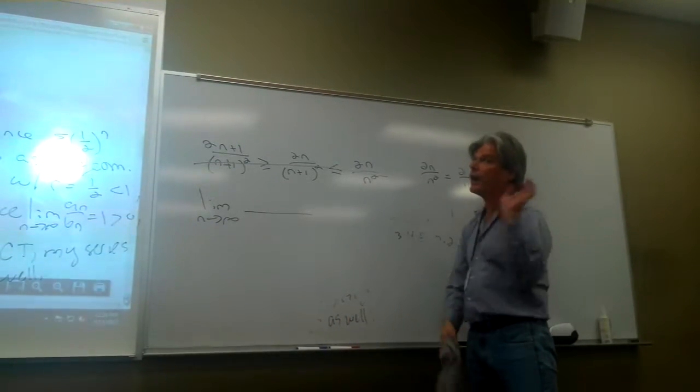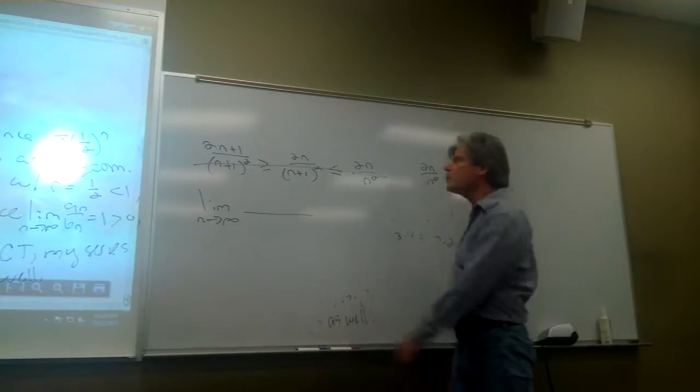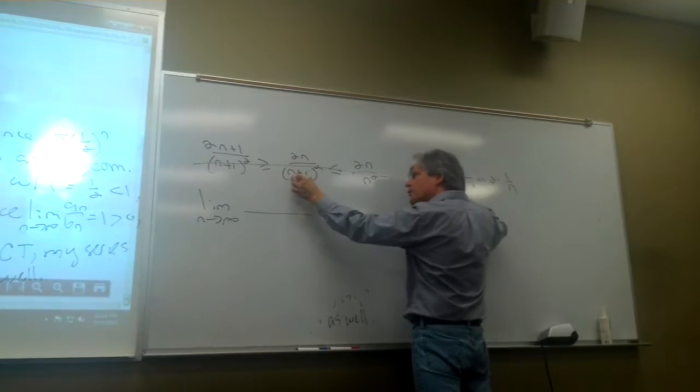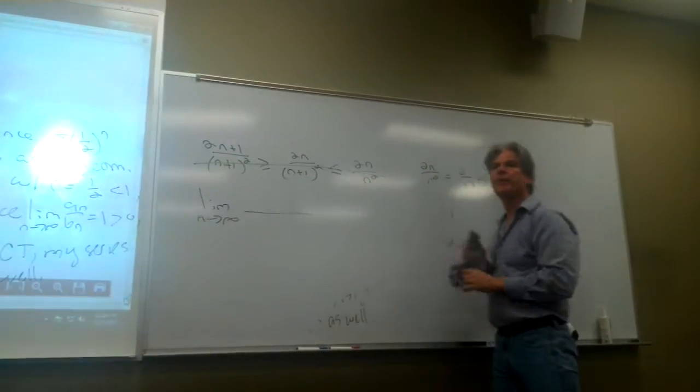Very little work. I like to use a comparison test first because it's easy. Unfortunately, when I try to whittle down to just simply an n squared downstairs, darn it, this denominator is bigger than that one. Therefore, this fraction is smaller than this one since the numerators are the same. And it didn't work.